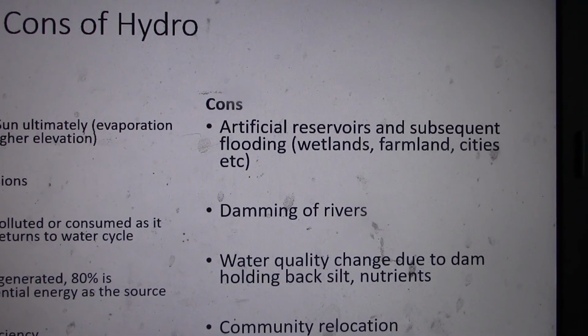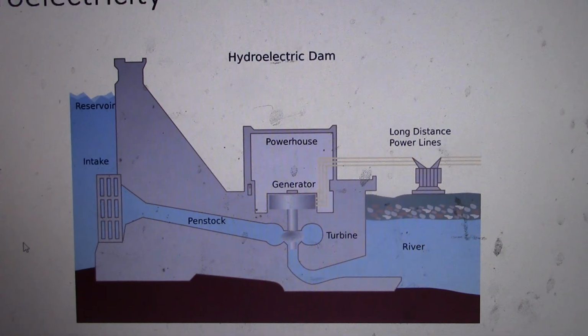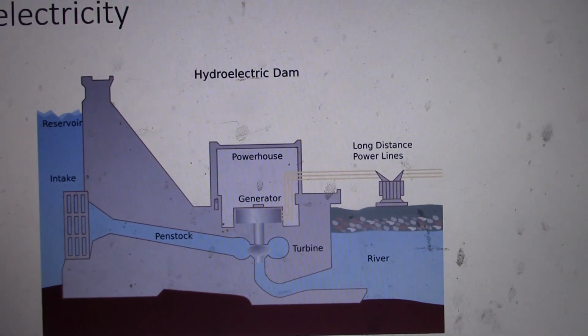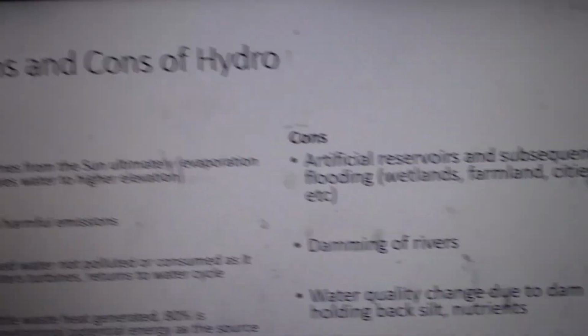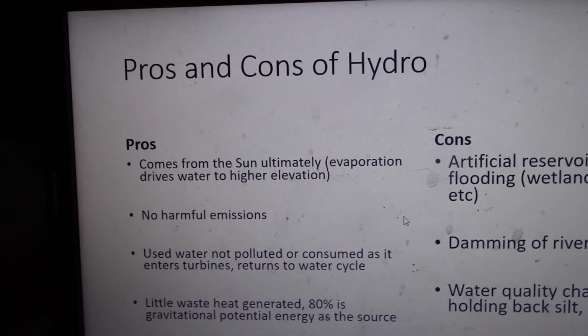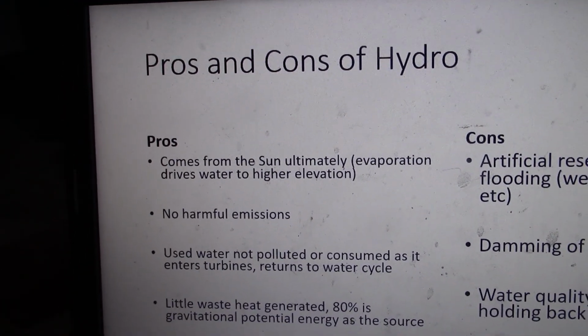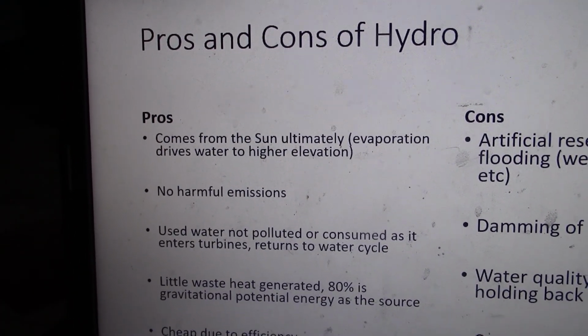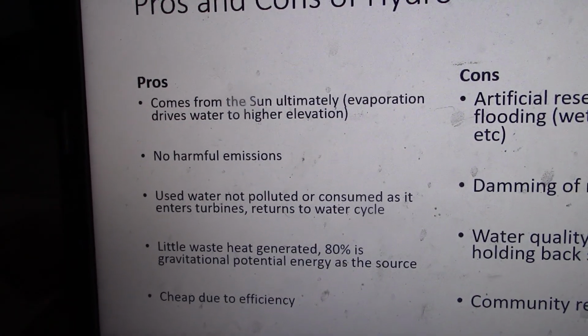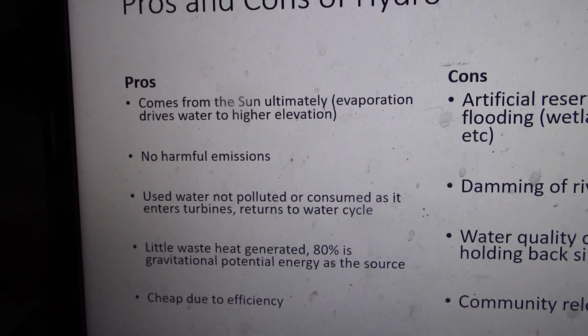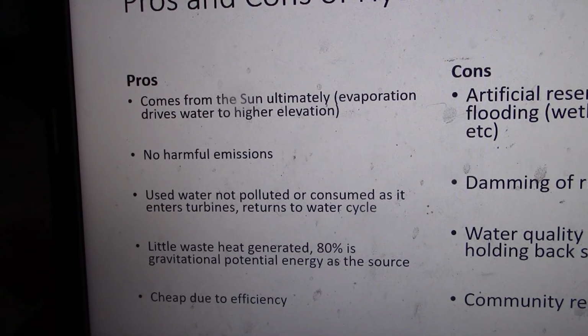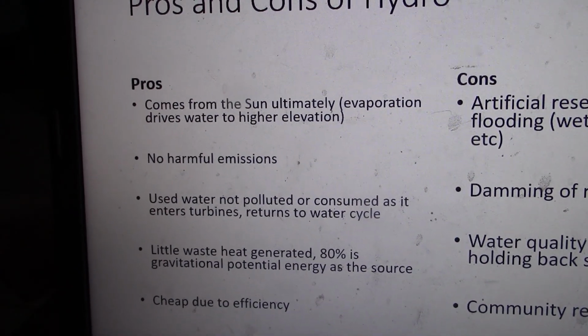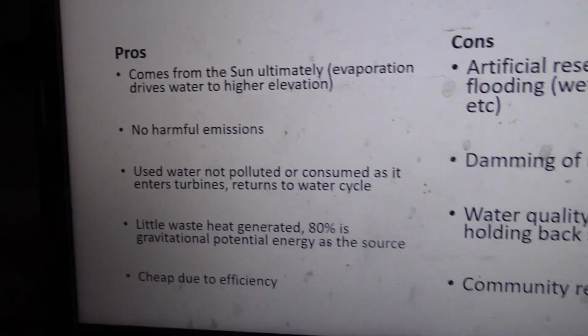We already talked about hydro. This could be something that you look at with one of your assignments, right? So pros of hydro, right? It comes from the sun. No emissions, right? Water is not polluted or consumed. It returns to the water cycle. It's cheap. Little waste heat generated because you're not actually burning anything.